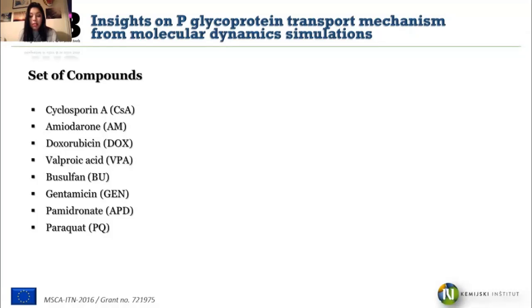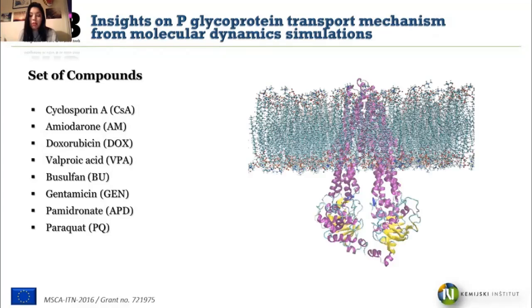For the simulations, we are using the recently solved 3D structure of the human PGP in the inward-facing conformation embedded into a POPC lipid bilayer. We are running simulations for 300 nanoseconds, and the starting configurations are the resulting docking poses from the previous study. For the simulations, we are using the Amber 18 package.